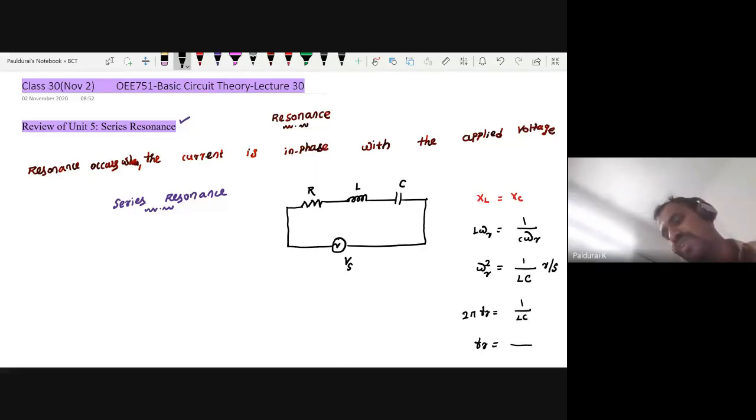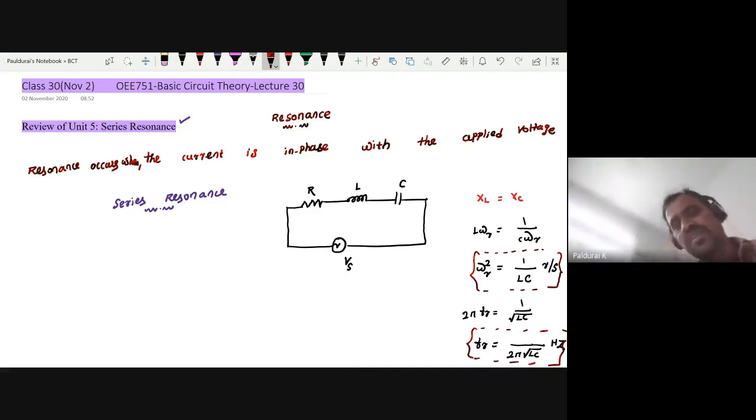Since omega equals 2 pi f, we have 2 pi fr equals 1 by square root of LC. Therefore, the resonance frequency equals 1 divided by 2 pi square root of LC, in hertz. These two formulas are important: the resonance frequency in radian per second, and the resonance frequency in hertz.